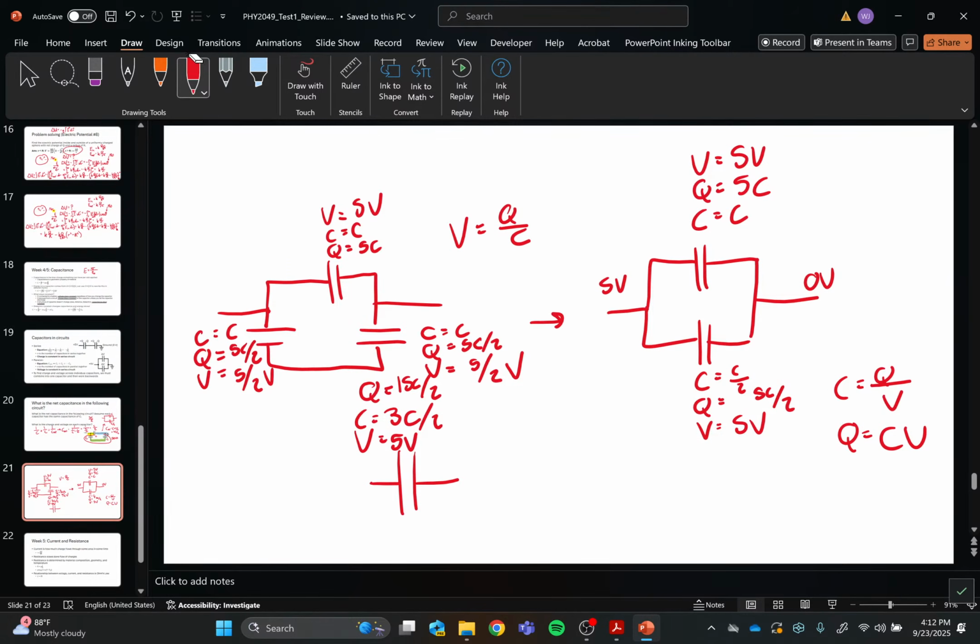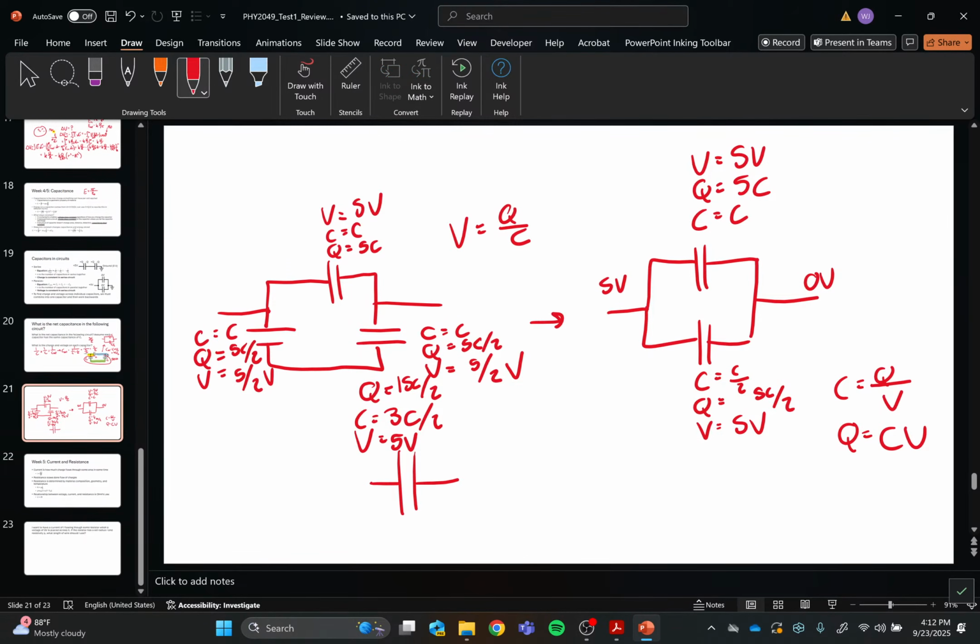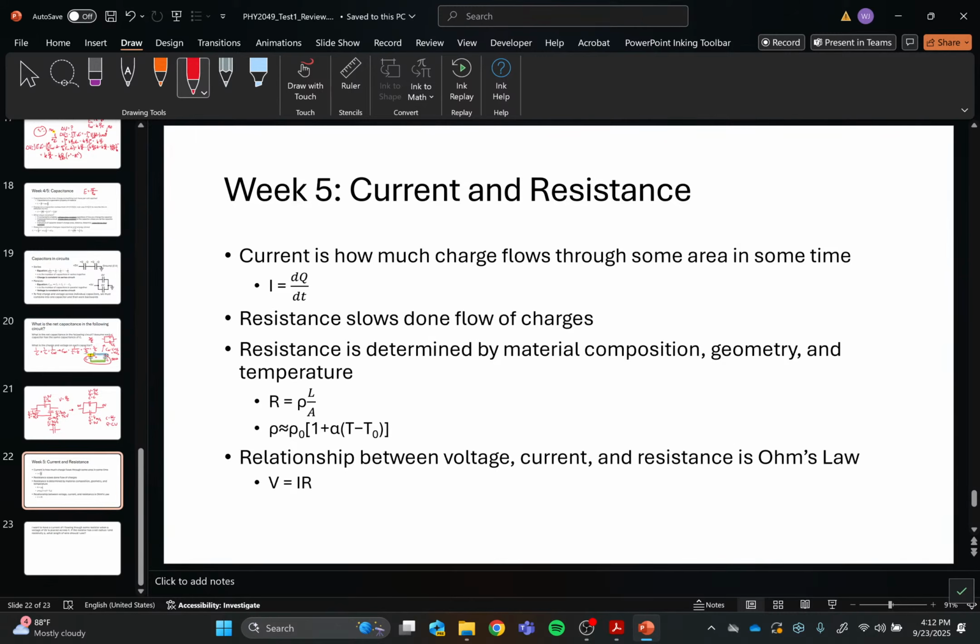I don't think I even have a practice problem for this. Oh, I do. But whatever. These are the things you need to know about resistors. You do not need to know about power. You need to know that current is defined as the amount of flow of charge per second. Resistance is based on the materials and the geometric qualities of that object. It depends upon temperature. And V equals IR.